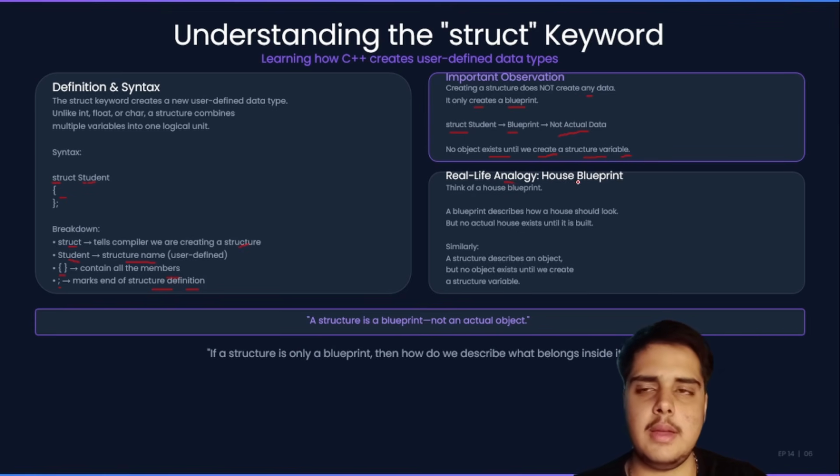A real life example can be a house blueprint. A blueprint describes how a house should look, but no actual house exists until it is built. Similarly, a structure describes an object, but no object exists until we create a structure variable. So if a structure is only a blueprint, then how do we describe what belongs inside it?